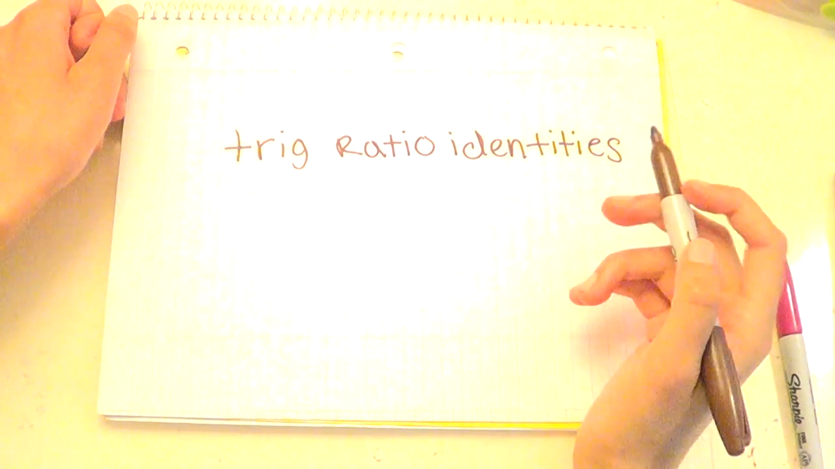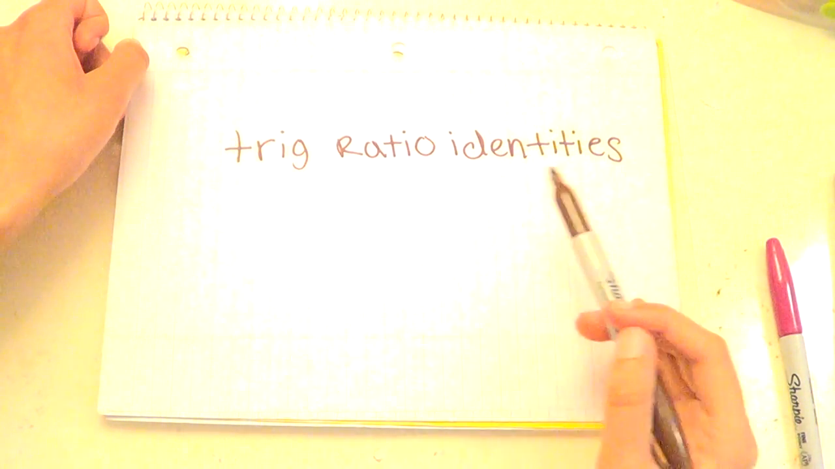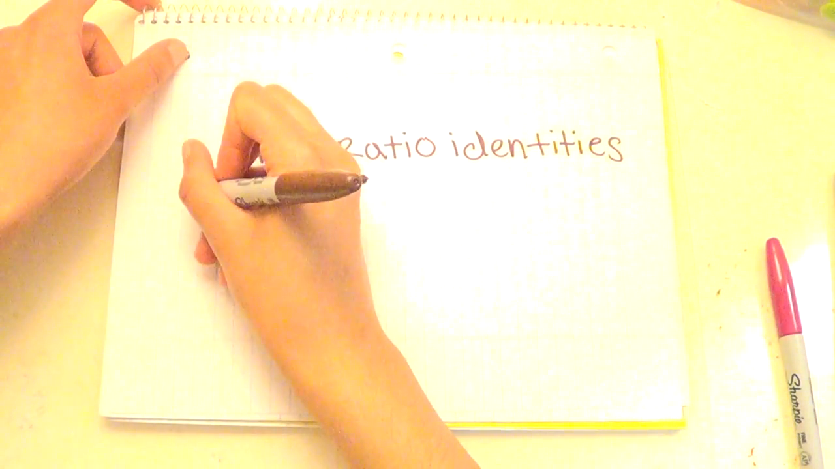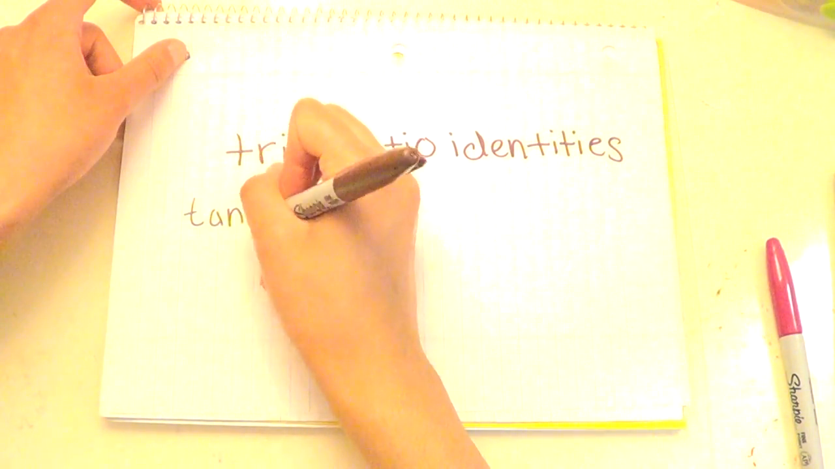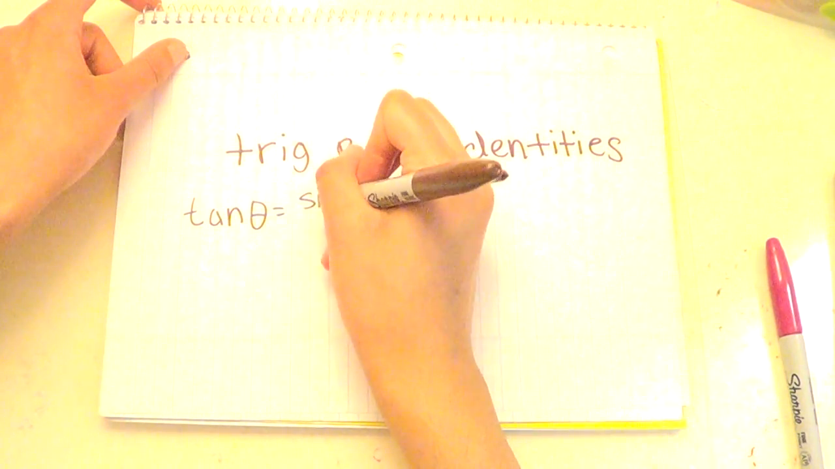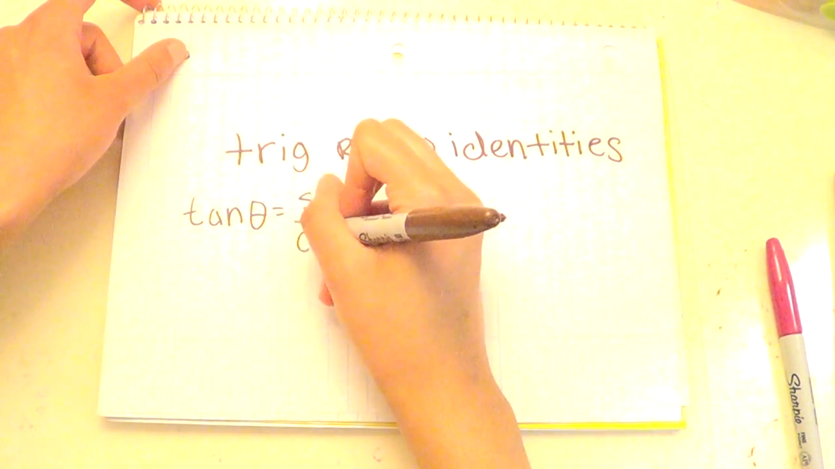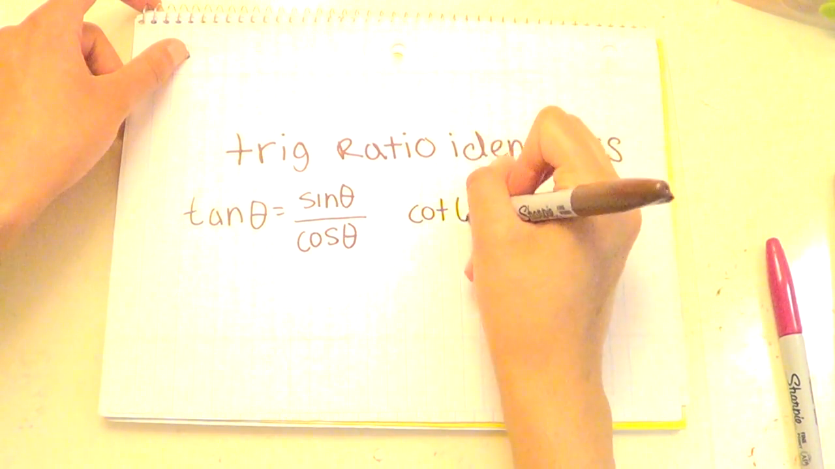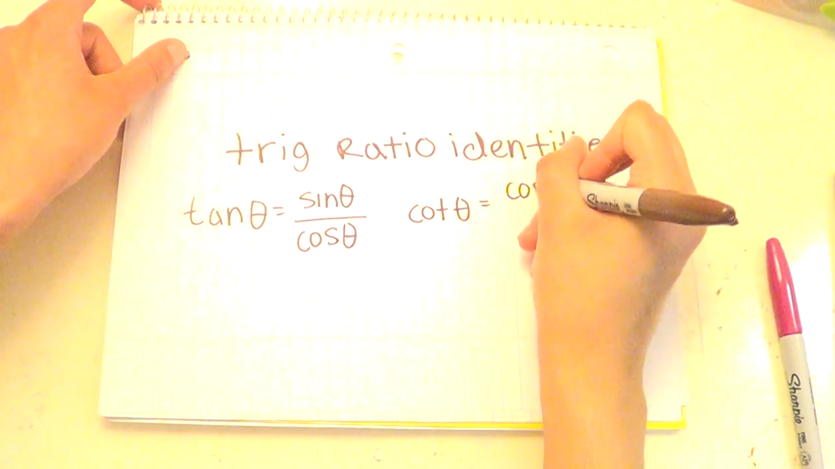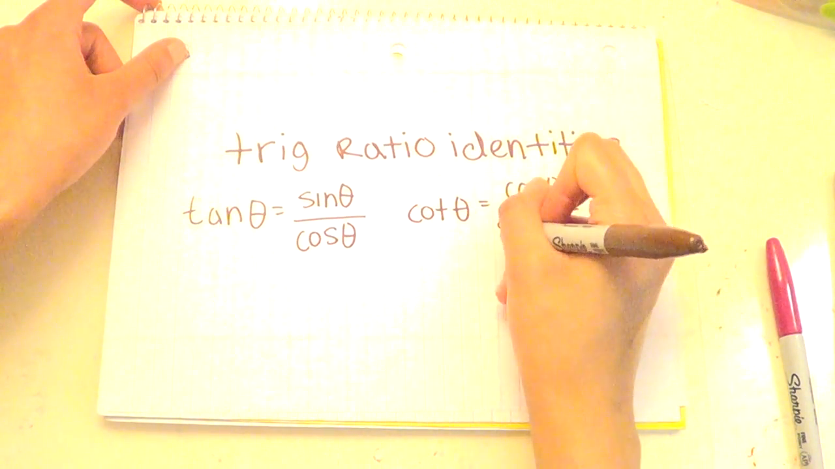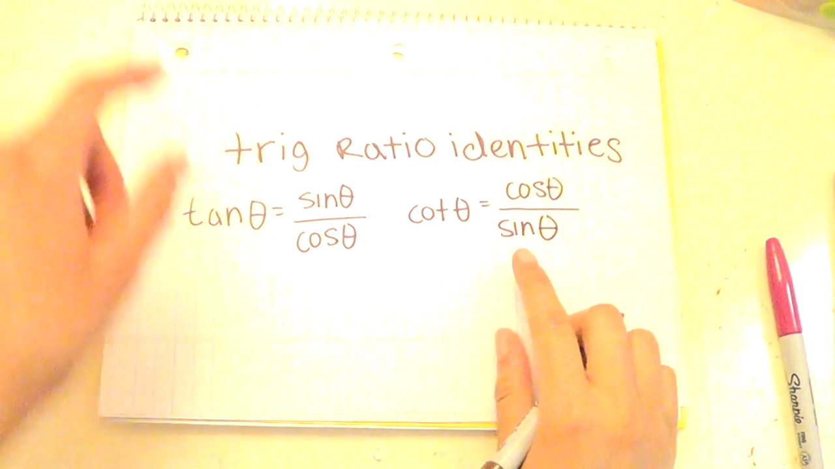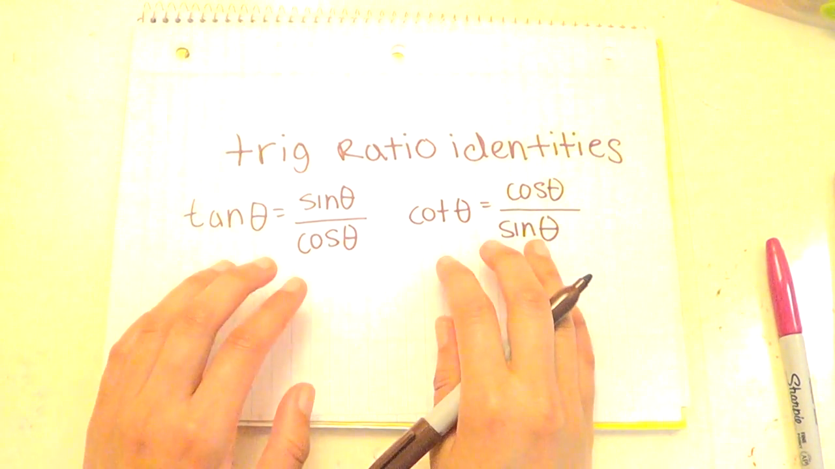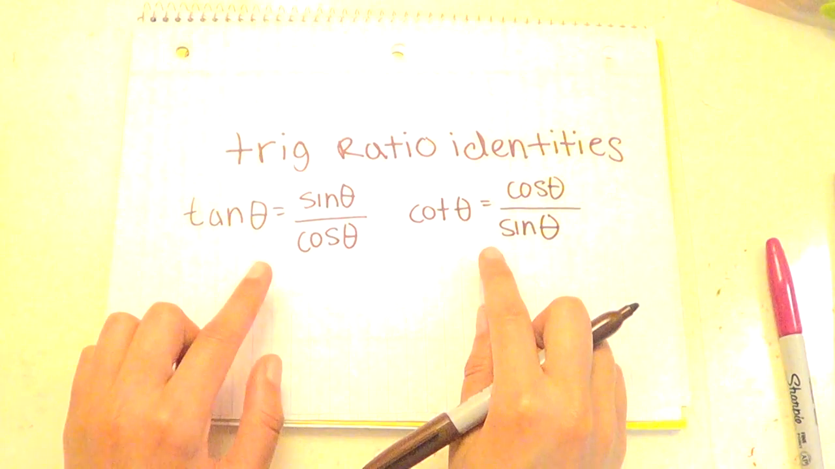In this video, I'm going to be teaching you the trig ratio identities. So there are two trig ratio identities, and they are tangent theta equals sine theta over cosine theta. And the other one is cotangent theta equals cosine theta over sine theta. So these are the two trig ratio identities. So I'm going to be explaining how these identities are actually valid.